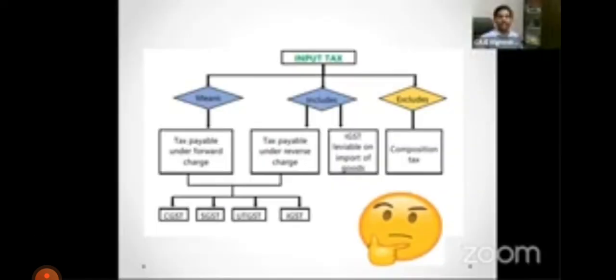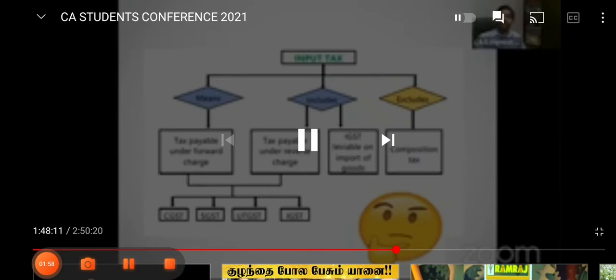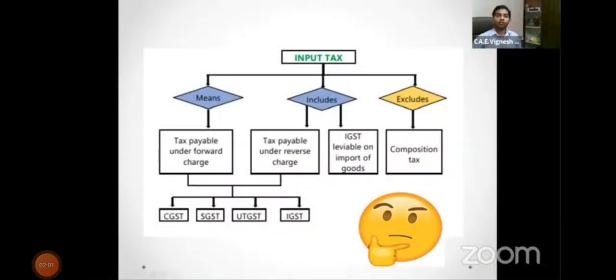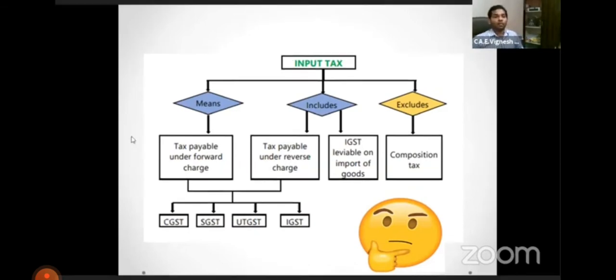Such a tax component is called input tax. Let us understand the meaning of input tax. In simple words, whatever things we buy, we pay a tax component also. Such tax component is called input tax. Input tax means the tax the recipient pays to the supplier, or otherwise to the government. It can be under forward charge or under reverse charge, but does not include the composition levy.